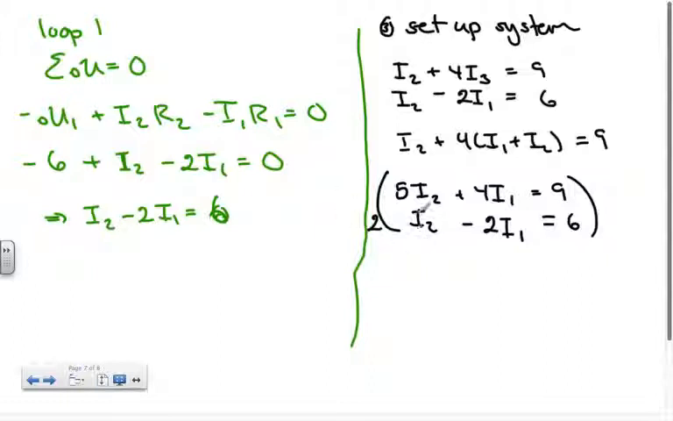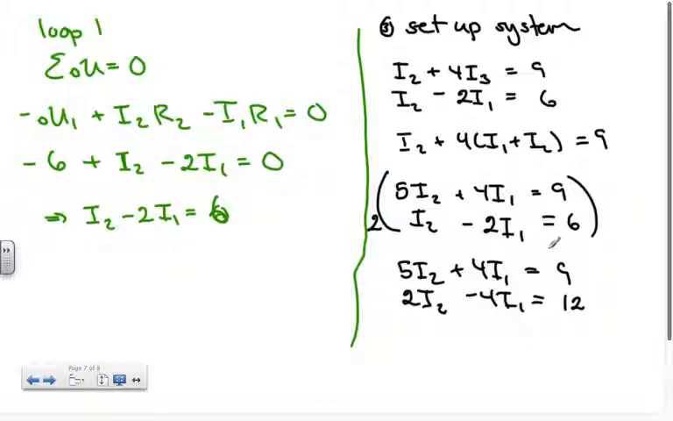And so, if you multiply by 2, we get 4 here. So I'm going to show you that step even though I don't have to. Plus 4I1 equals 9. 2I2 minus 4I1 equals 12. Okay? Got that, everybody?